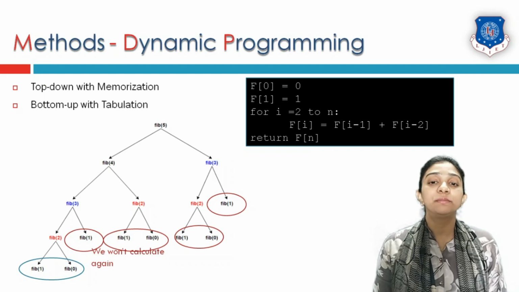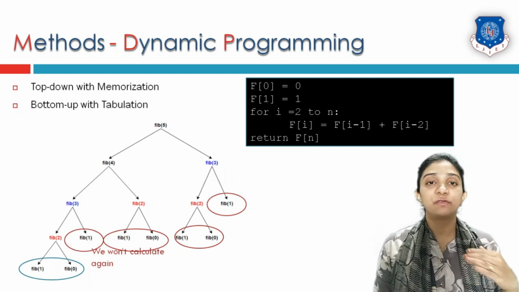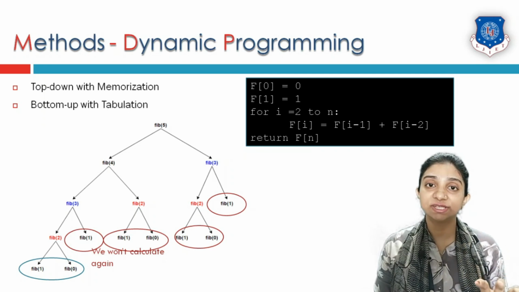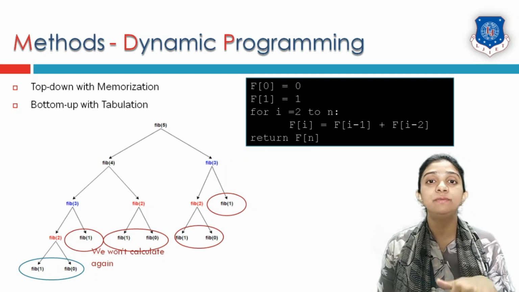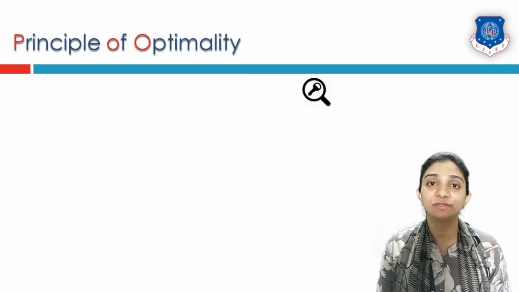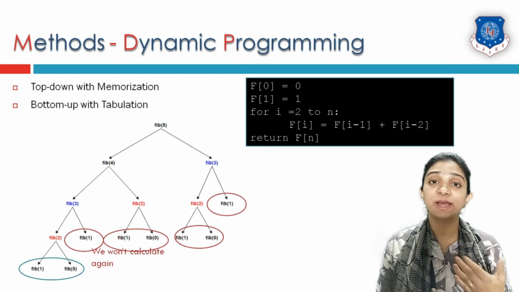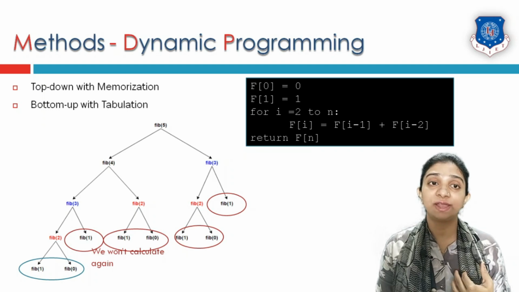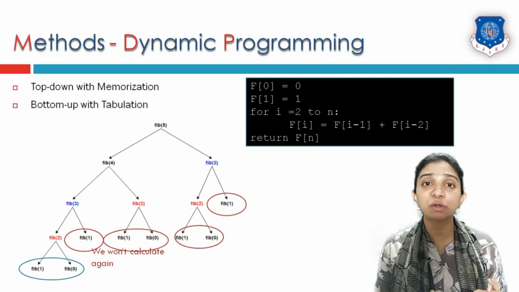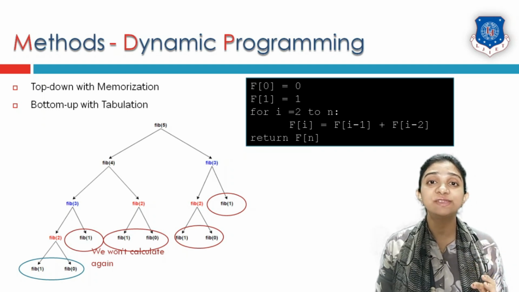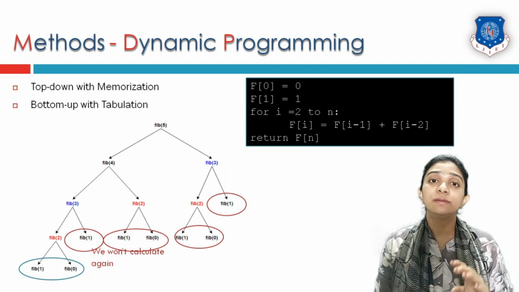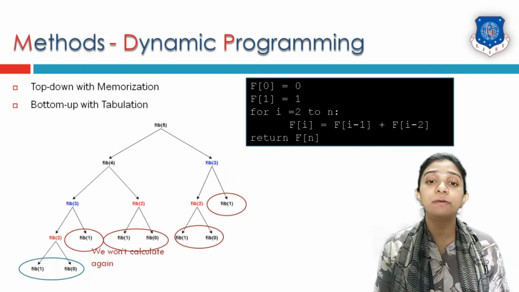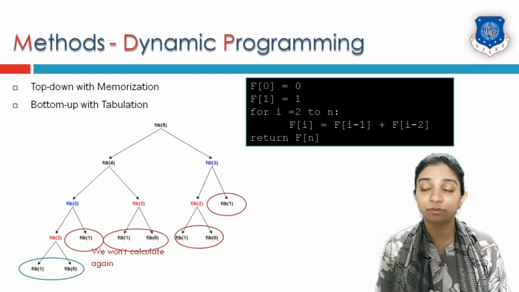The second method is bottom-up with tabulation. So from bottom to up, we will create a table and we keep on feeding values. From that table, we will work out and find the result. We will see some examples of bottom-up with tabulation, such as the making change problem and the knapsack using dynamic programming problem. Those are bottom-up with tabulation methods.